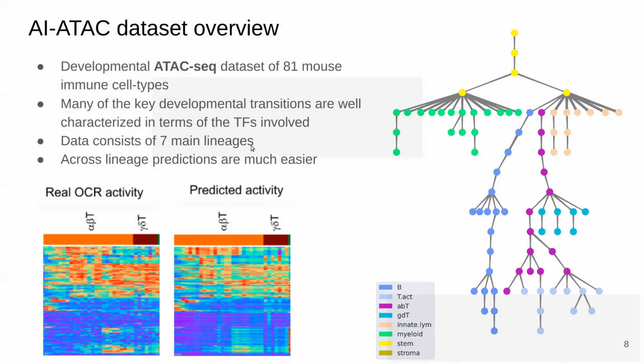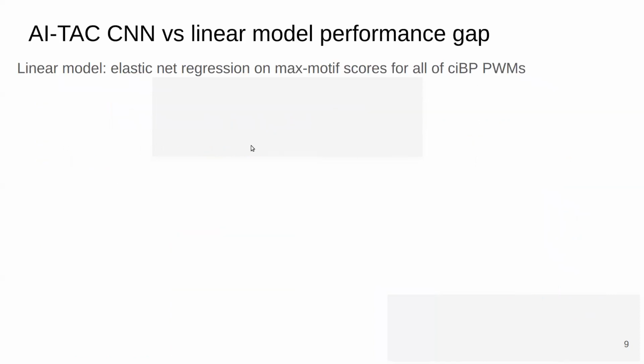And we'll come back to the full data set at the end. So one really simple thing you can ask is, we have a powerful nonlinear model. How much better does it do than just a simple linear model? For a simple linear model, we can take elastic net regression and max motif scores using all of CISBP PWMs.